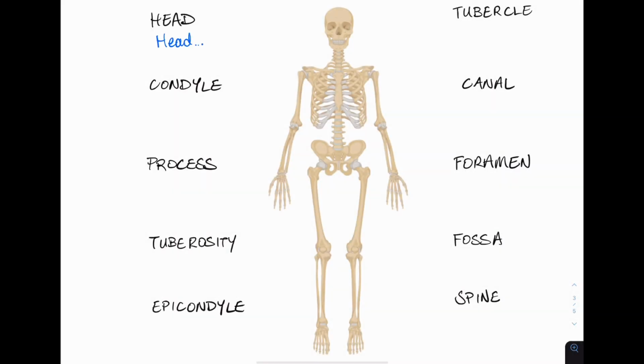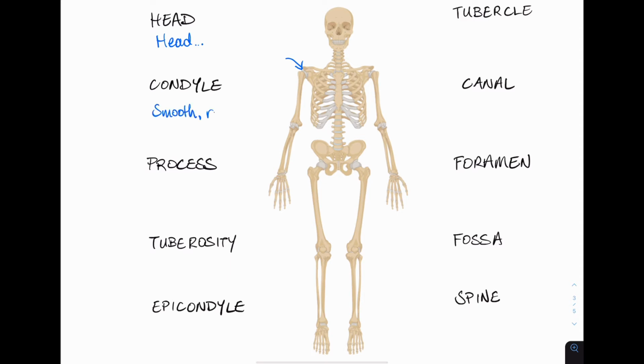Now let's have a look at some bone markings. First up, the head of a bone. The head typically refers to the rounded proximal end of a long bone. The opposite end of the long bone, or the distal end, is typically called the base. For example, the head of the humerus.